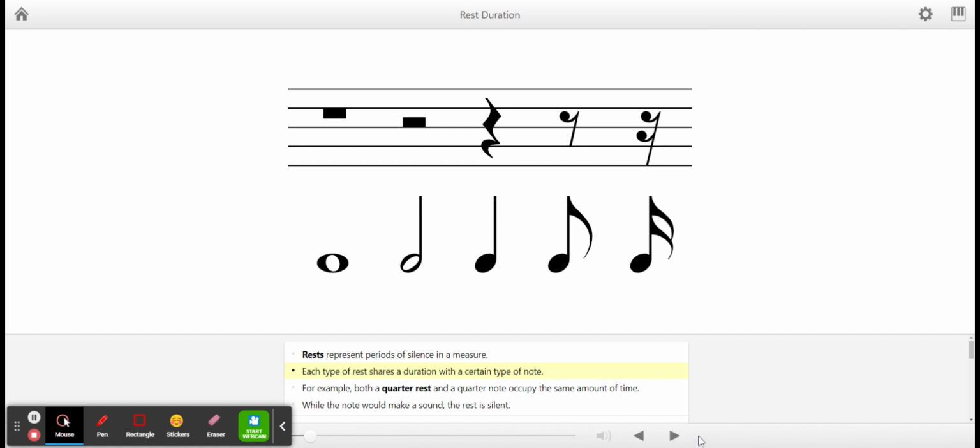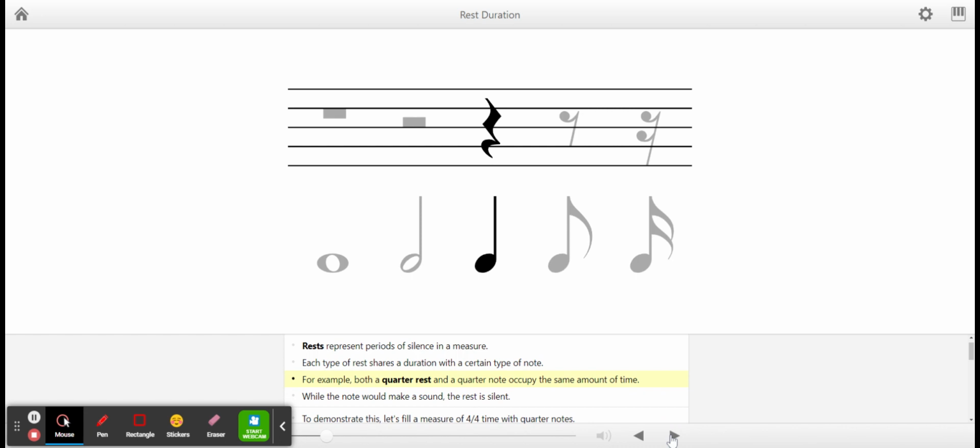So we have the whole note and the whole rest. We have the half note and the half rest. The quarter note and the quarter rest. The eighth note and the eighth rest. And the 16th note and the 16th rest. So, the quarter note and the quarter rest both take the same amount of duration. They're both worth 1 beat.